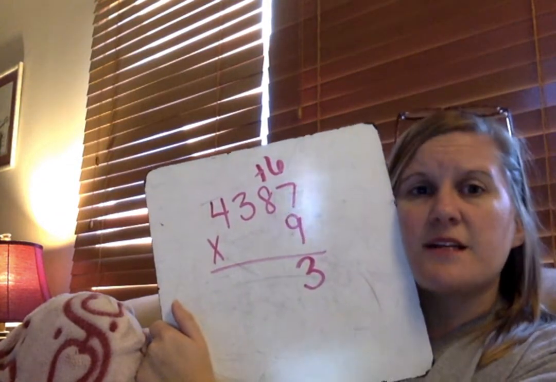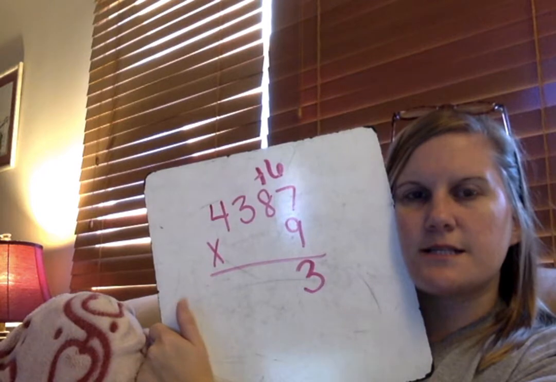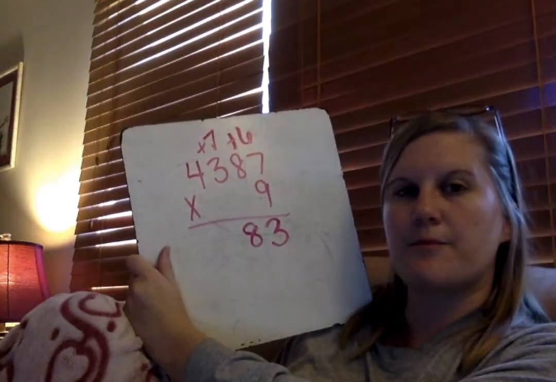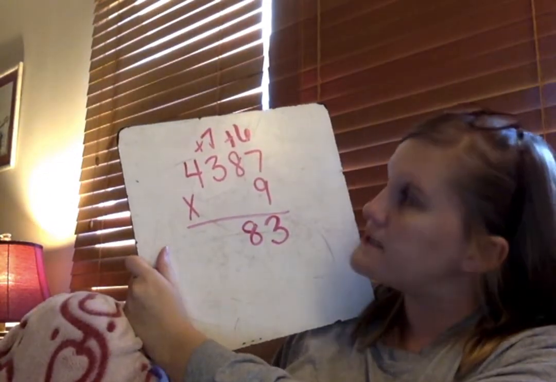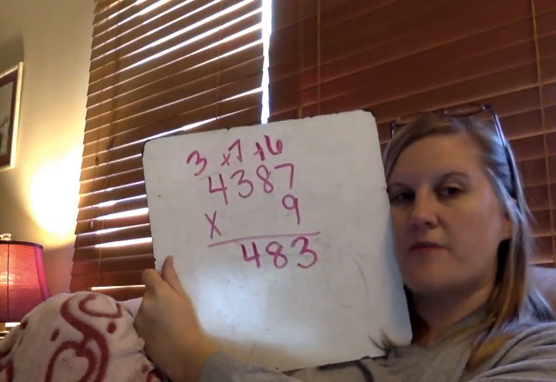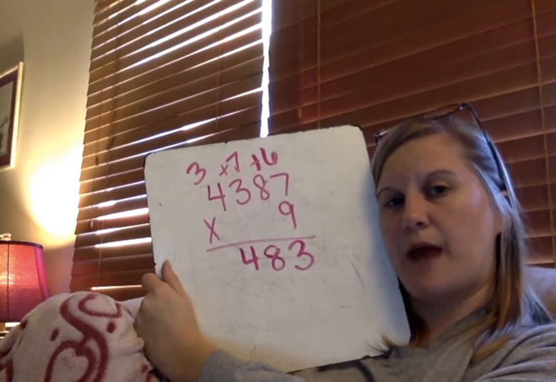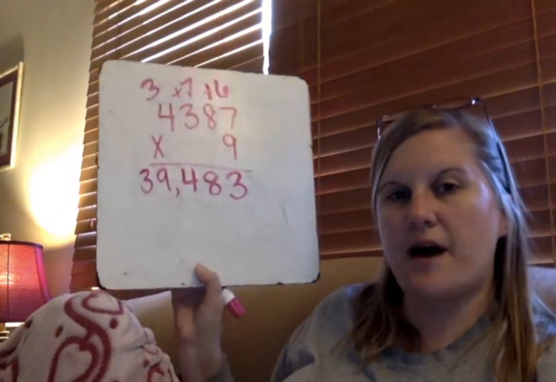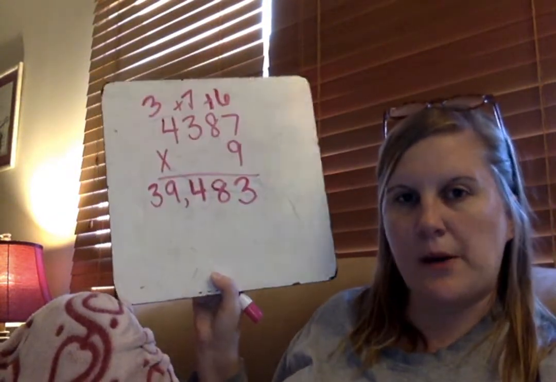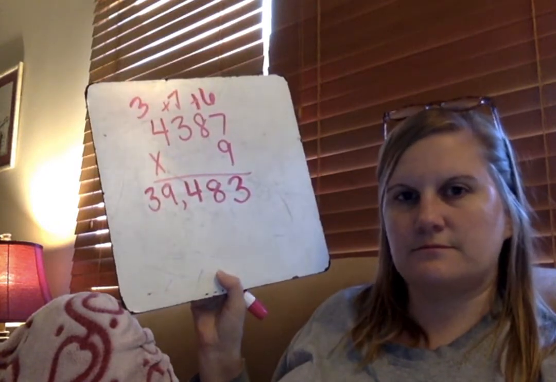All right, so anyway, 72 plus 6 is a sum of 78. So the 8 will go in the tens, the 7 will go above the hundreds. 3 times 9 is a product of 27 plus 7 equals 34. So 4 will go in the hundreds, 3 will go above the thousands. 9 times 4 is a product of 36. 36 plus 3 would be a product of 39. So my product is 39,483. Excuse me. All right.